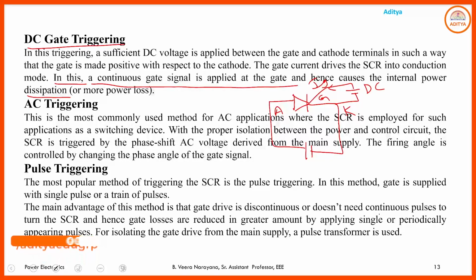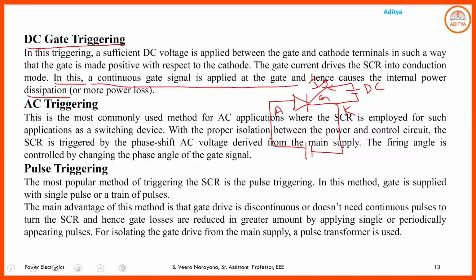So even if the current flow through the SCR crosses over the latching current, continuously the gate voltage is present across gate and cathode terminals. Corresponding to that, the gate power loss may increase, which increases the total loss in the SCR. That is the main drawback of this DC gating.